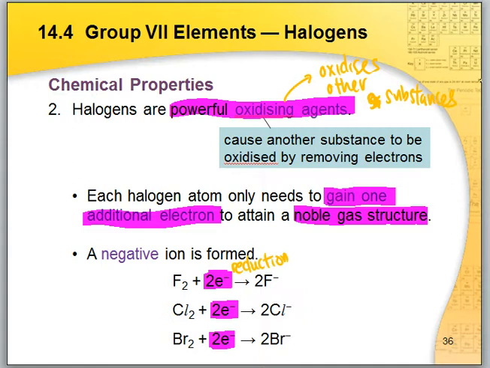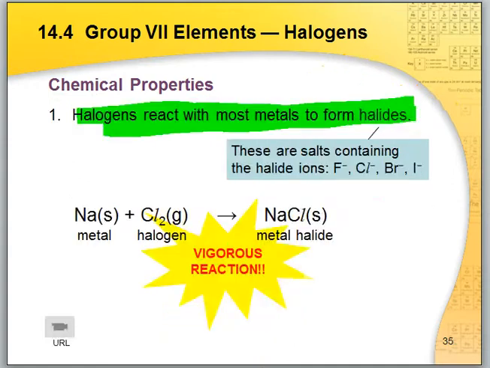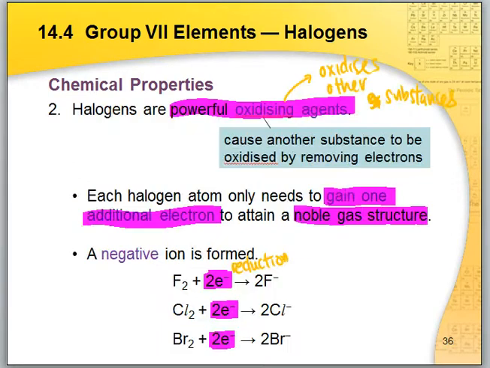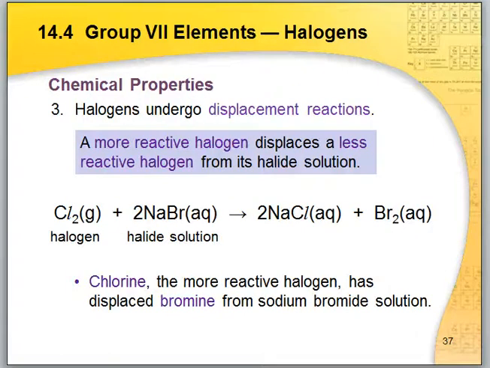So just take note of this. The first property is that it reacts with metals to form halides. The second property is that it is a powerful oxidizing agent. Last one, we're going to talk about a new term called a displacement reaction. It's actually very simple. Just think of it as such.